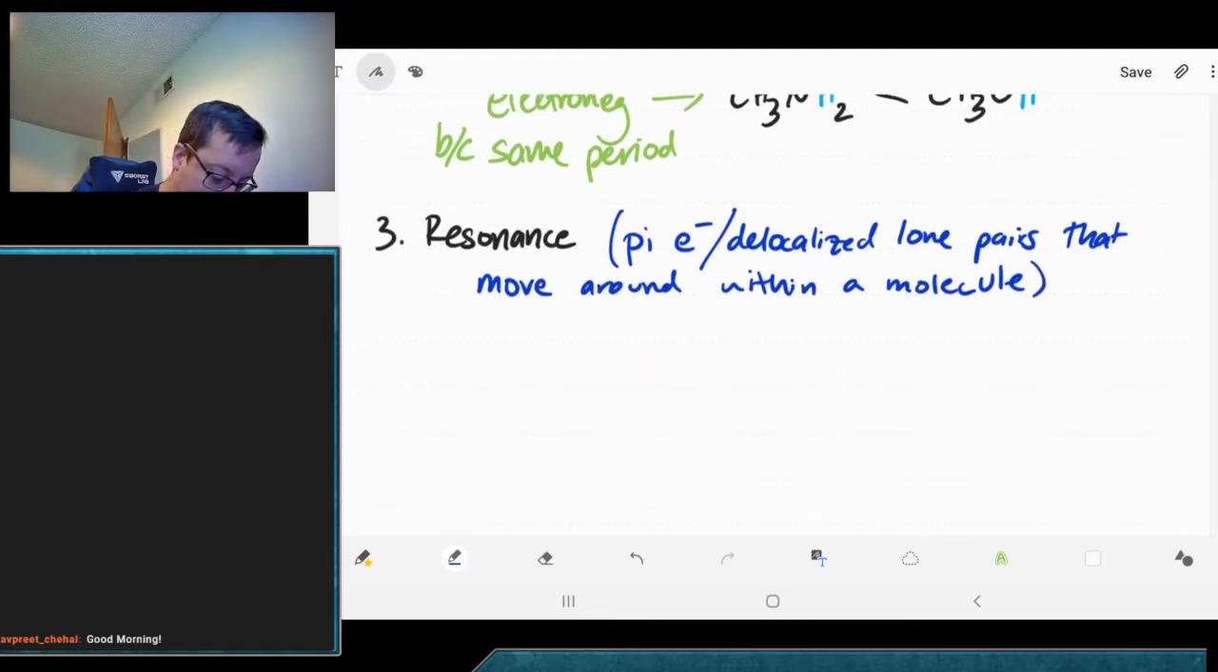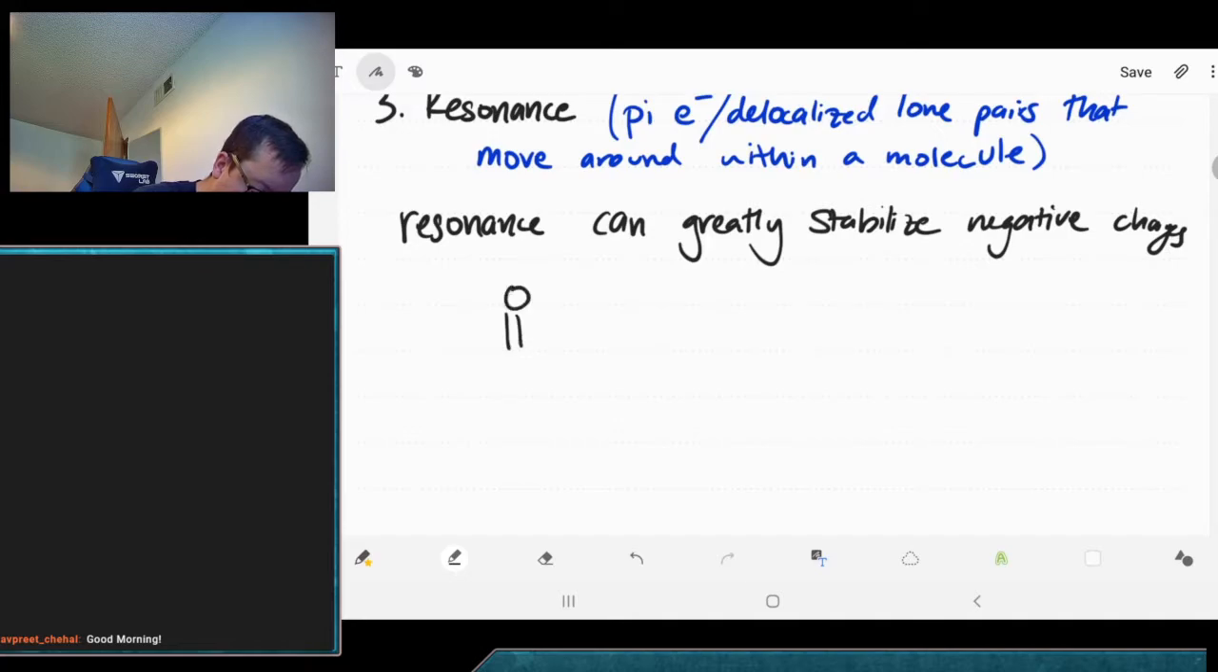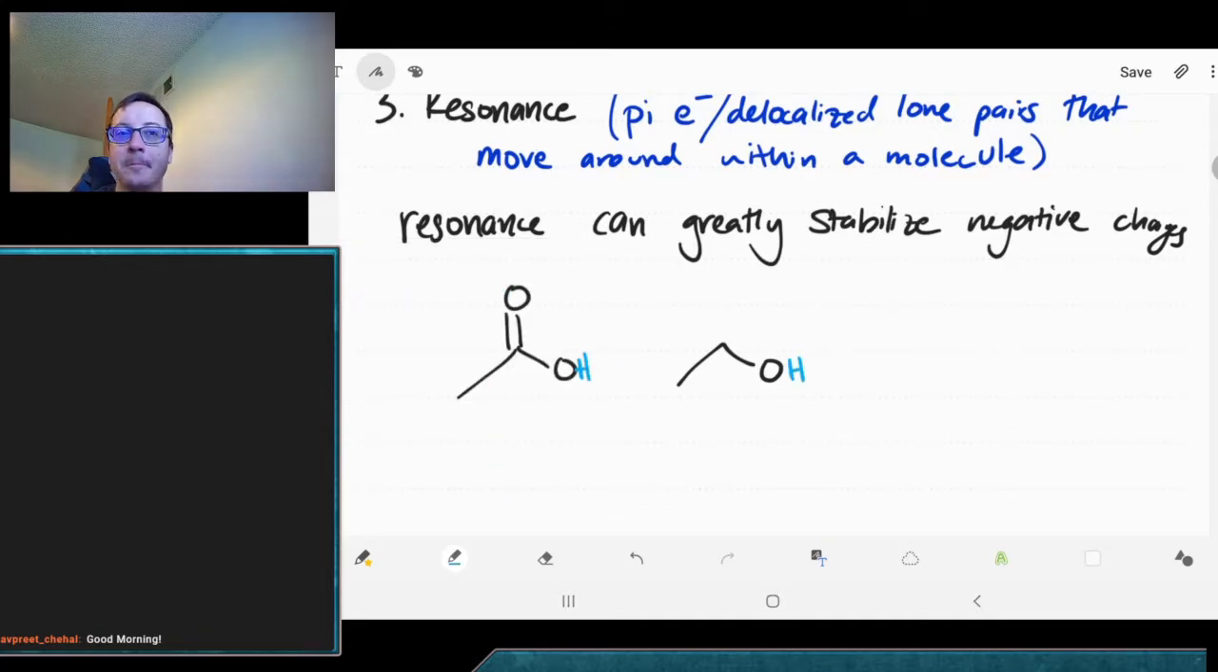So, resonance now. We're going to see, just a short bit here, that resonance can greatly stabilize negative charges. For example, if we're comparing these two hydrogens, a carboxylic acid versus an alcohol, well, hopefully one of them, since it has the word acid in its name, should tell you it's going to be more acidic.